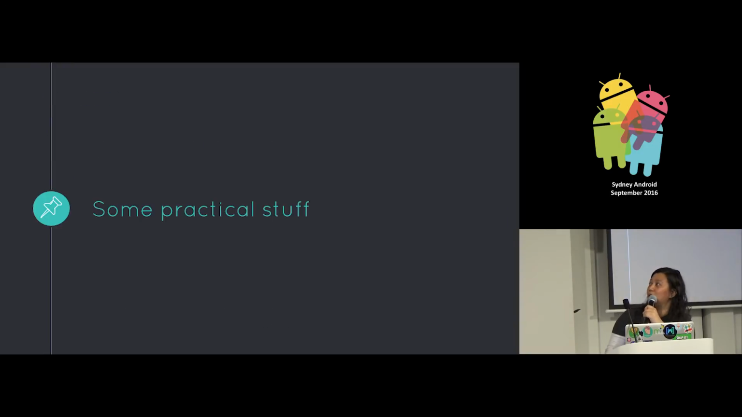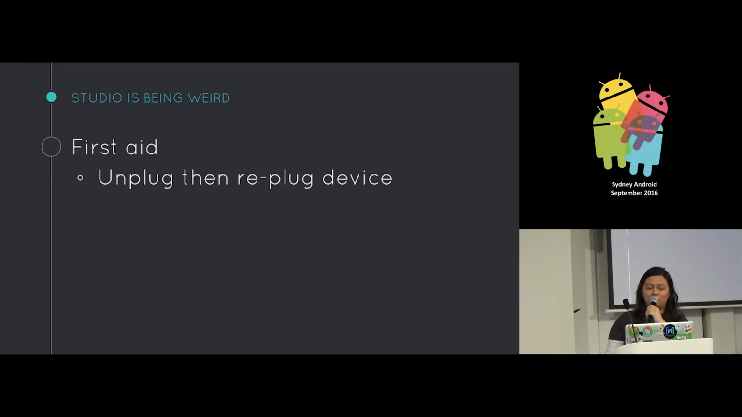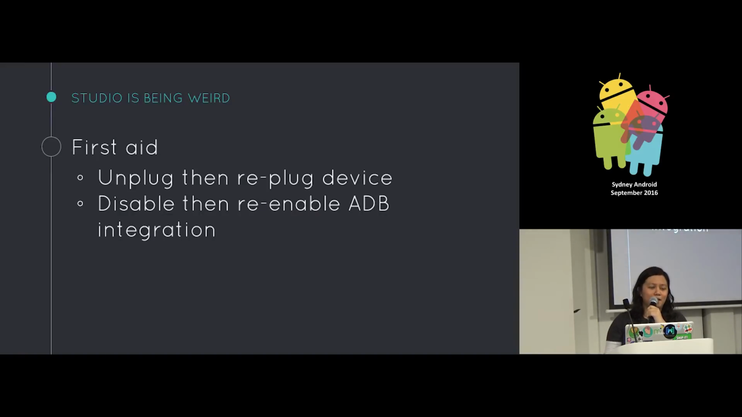It's nice. All right, so some practical stuff. These are things that I encounter regularly, which are weird, but it happens, so we just have to deal with it. One is if you cannot add a breakpoint while debugging, or ADB cannot see your devices. It happens to me all the time. So how do you fix that? First aid: unplug the device, then replug it. Usually fixes it. Disable, then re-enable ADB integration. From Studio, you go to Tools, Android, uncheck Enable ADB integration, and then recheck it.